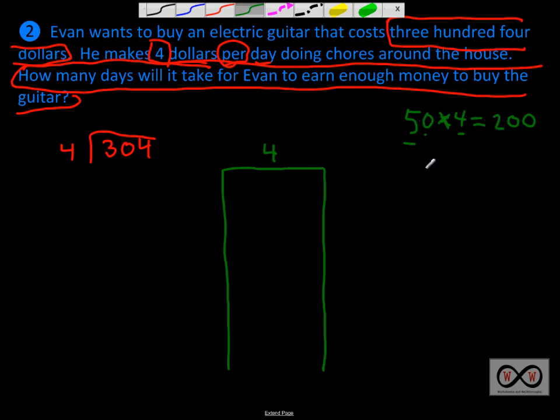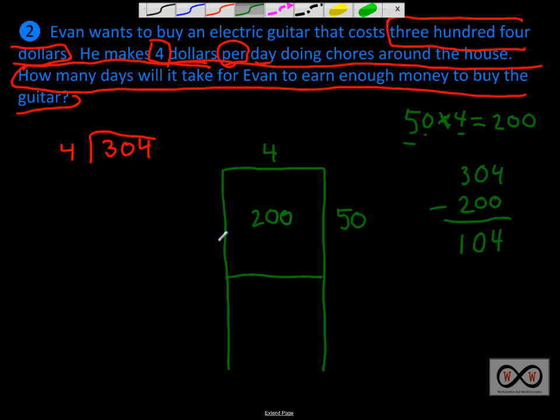So, let's take a look. We've got 4 times 50, which would be 200. And we're really trying to get to 304. So 4 times 50 was 200. And to figure out how much more we need, we'll subtract 304 minus 200. 4 take away 0 would be 4. 0 take away 0 would be 0. 3 take away 2 is 1. So we have 104 left.